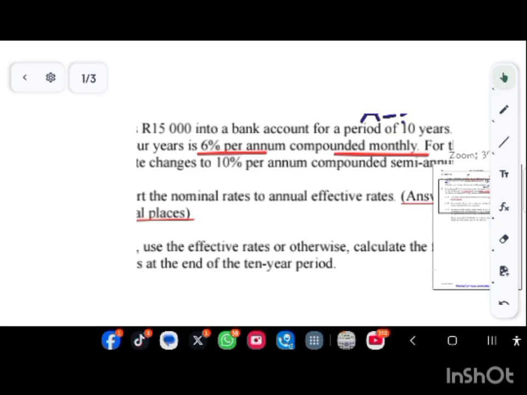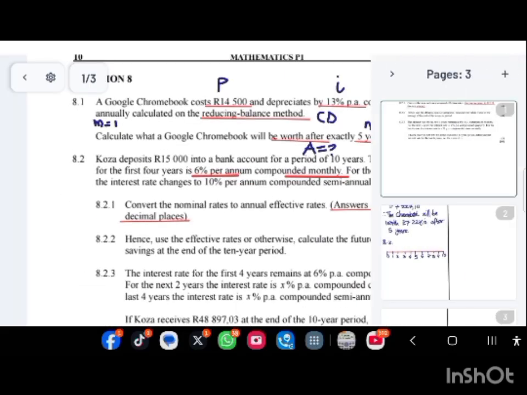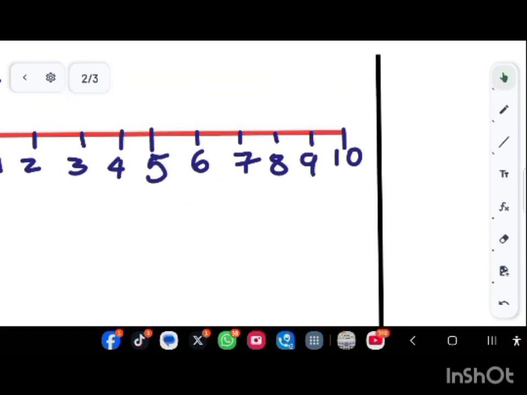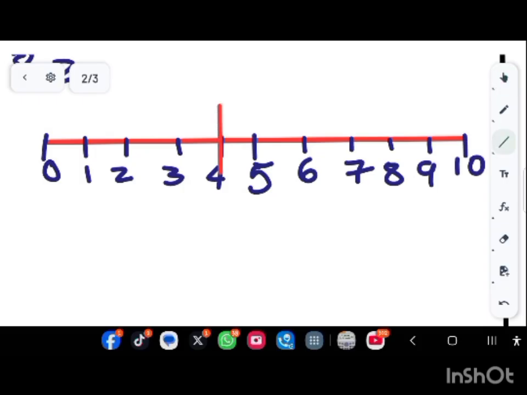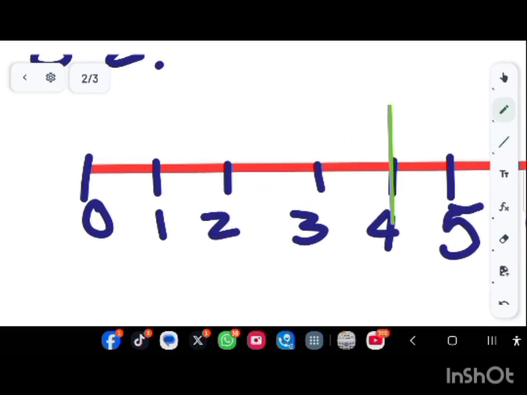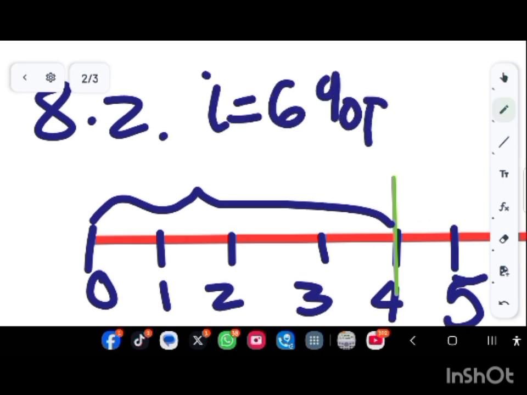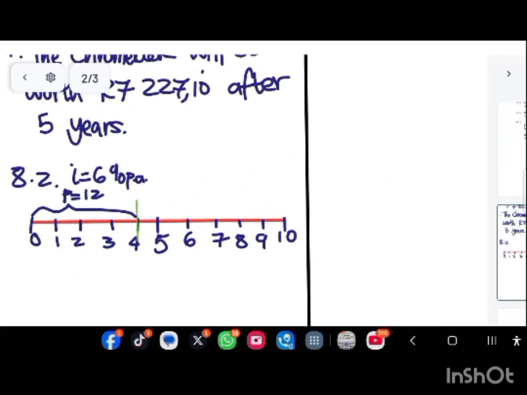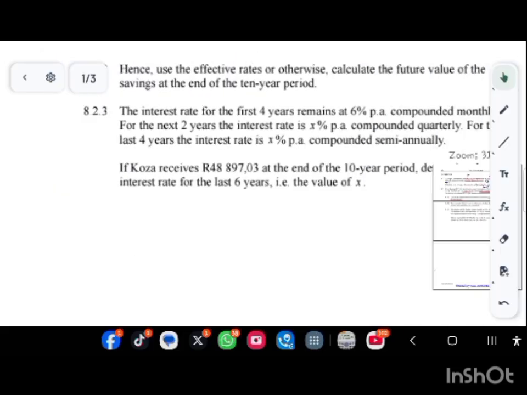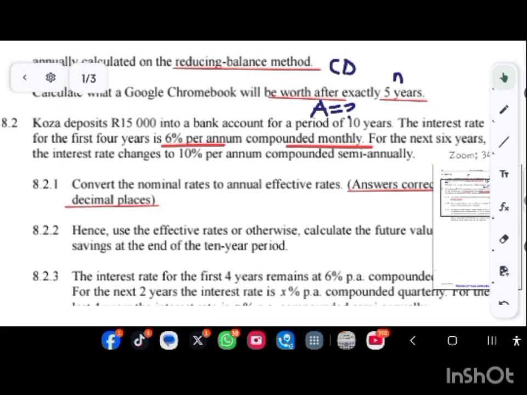Your small p here is 12. So it is for the first 4 years, 6% per annum. Let's make that green. 6% per annum, and that is compounded monthly, meaning that your small p or m, if you prefer, will be 12. Next, let's see what happens to the rest of the investment period.